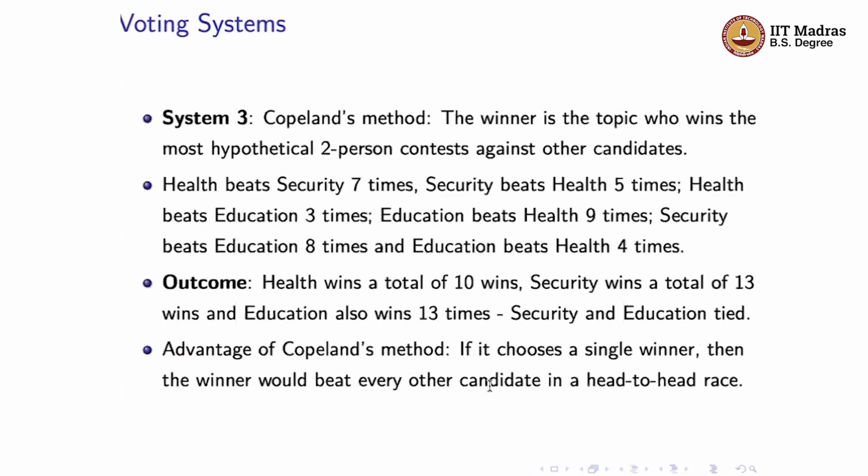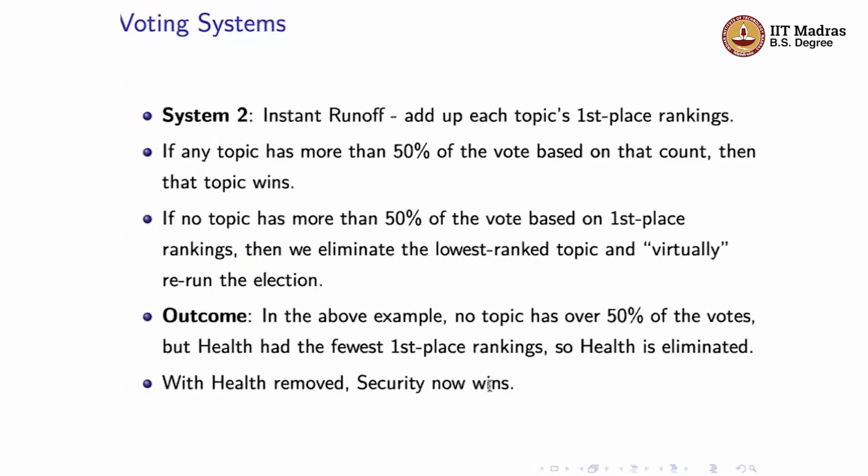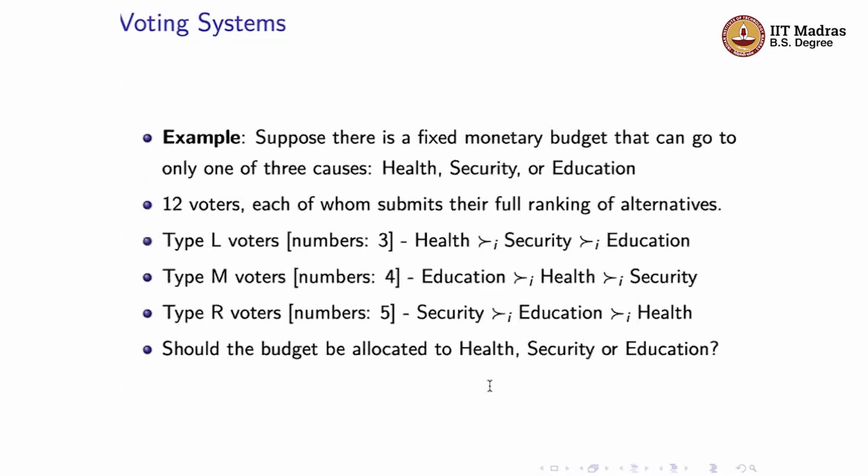Now, the third system is known as the Copeland method. Here the idea is that we select as the winner the issue that wins the most hypothetical two-way contests against other candidates. So how does that work? For example, let's first consider who would have won the health versus security contest. Here it's important to also count the number of people who are voting in favor.